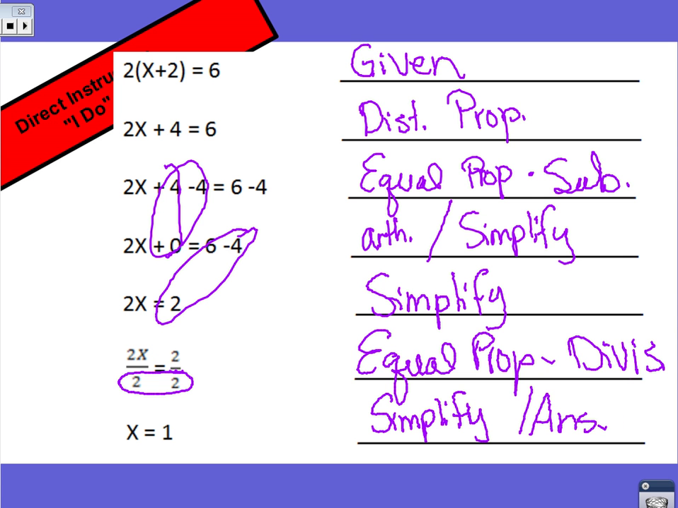Now I want you to notice there are 2 steps here that are always the same on a 2-step equation. Equality properties. On this problem, it was an equality property of subtraction and an equality property of division. That's why it's called a 2-step equation. Everything else really is not using properties, it's just using things. Oh, but I did forget the distributive property at the front, but that's okay. Once we got here, we're at a 2-step equation.